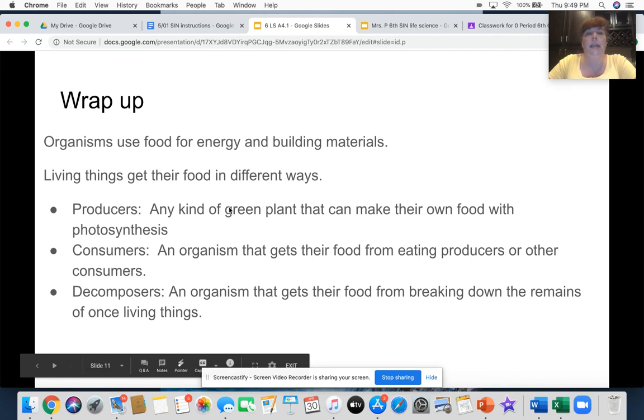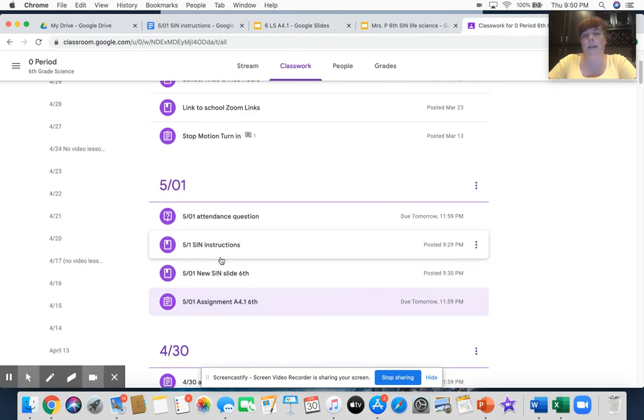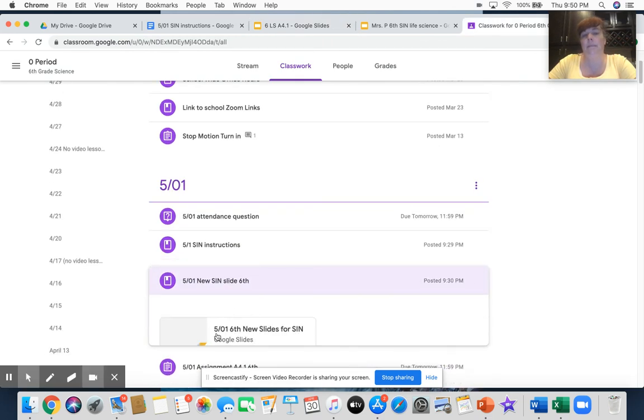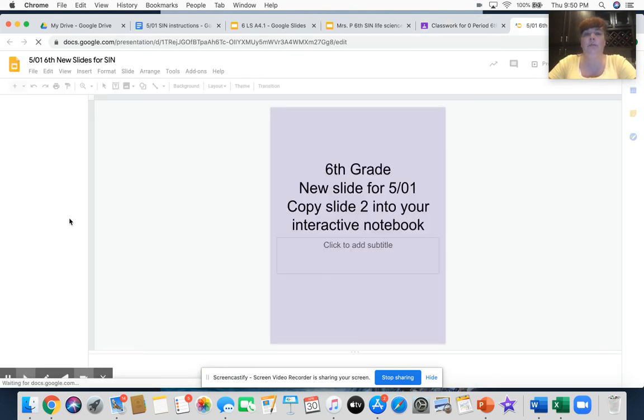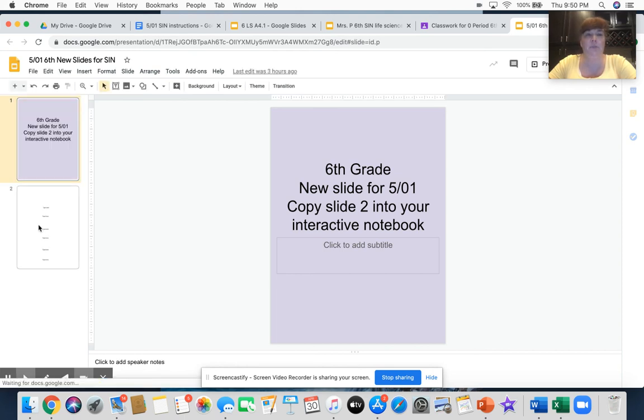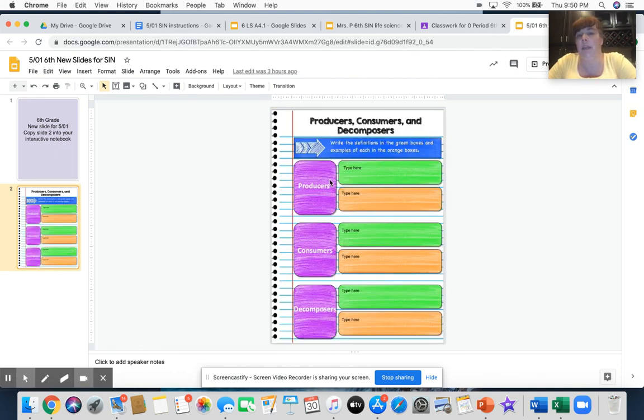Okay, so today you are going to be putting in a new slide for your interactive notebook. So here we have the new slide. You're going to copy and paste this into your interactive notebook and you're going to fill out the information. This is a vocabulary page for you. Okay, if it'll load. It's being really slow today. So we've got our three types: producers, consumers, and decomposers. And the instructions say write the definitions in the green boxes and examples of each in the orange boxes.